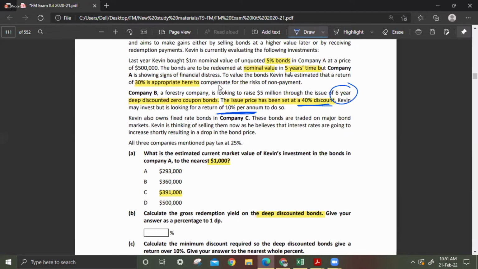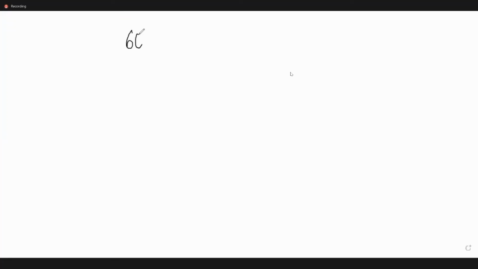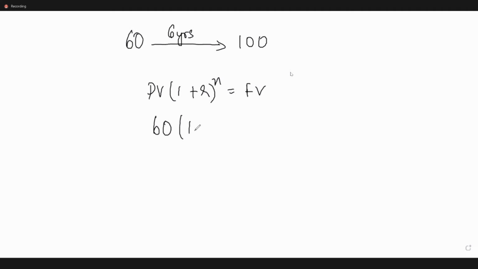And how much return you need? 10%. So can I say you're issuing it at $60, you're keeping it for 6 years, and it will become $100, right? Yes or no? So can I say the basic present value formula is your future value, correct? So 60, investors require how much return? 10% for 6 years, correct? So what is the answer?